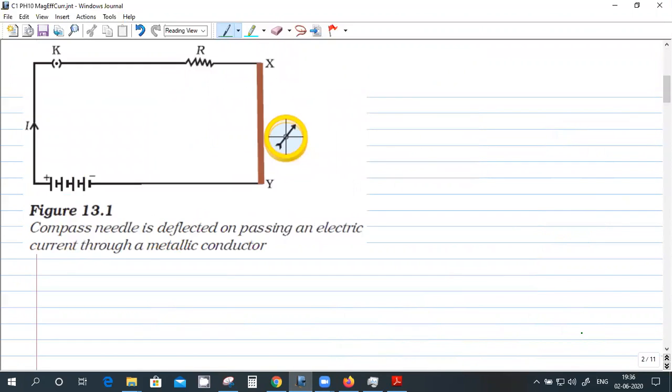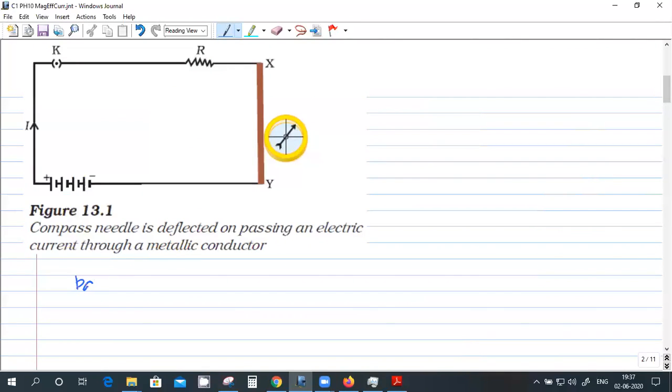Okay. So this is a circuit diagram. There's a source of potential difference over here, the battery. There are the wires through which the current flows. There is a switch and the resistance. This battery or cell.